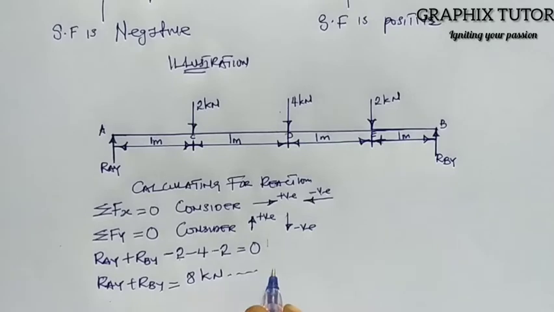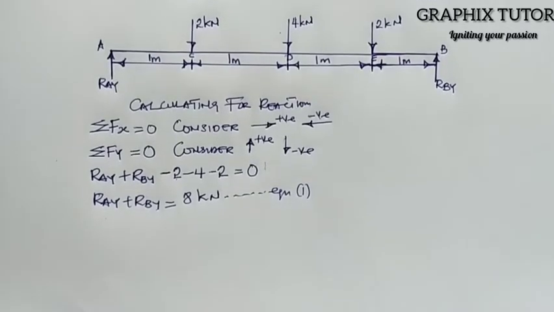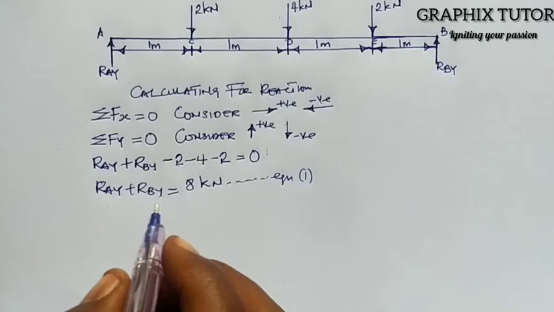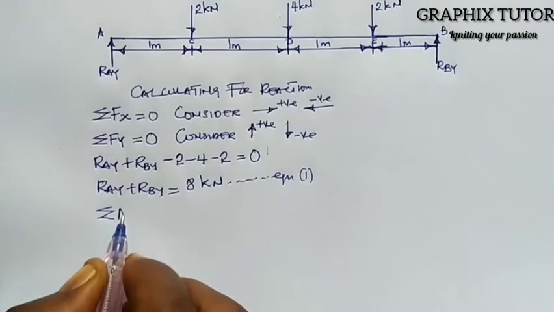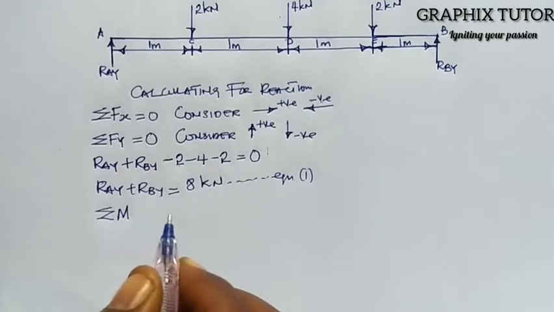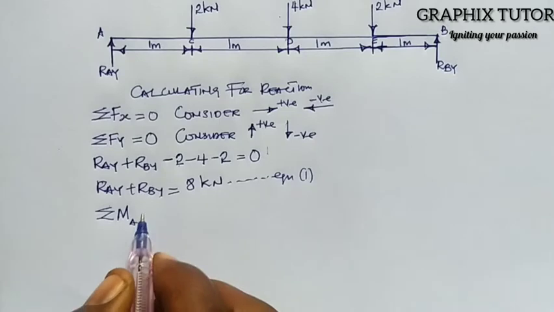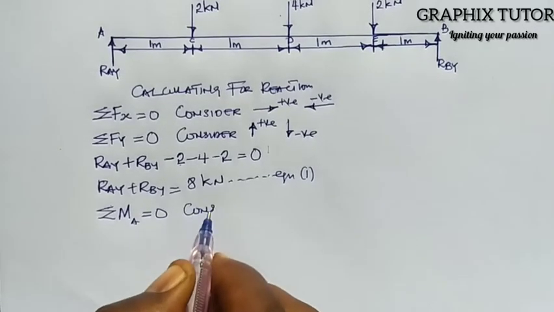I'll call it equation what? Equation 1. Now the next thing I'm going to do is to calculate for moment about a point. So the third condition is summation of all the moments about, let's say, point A. We can use any of the points here. Equals to what? 0.